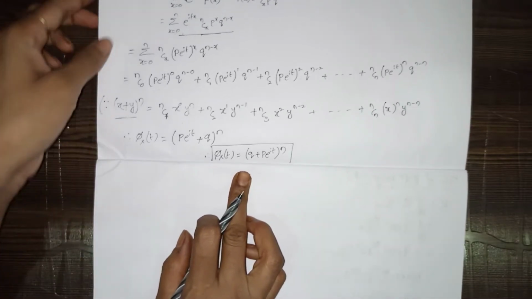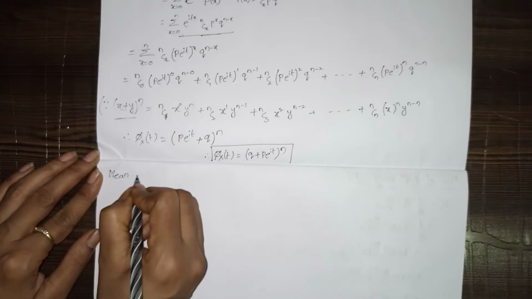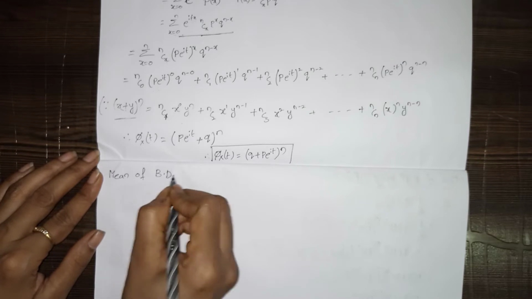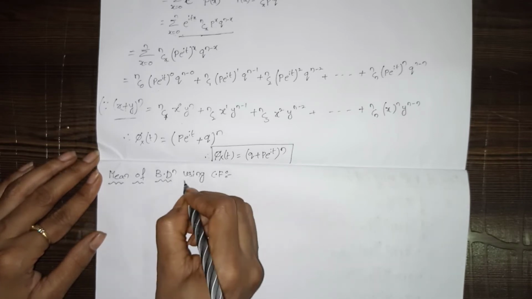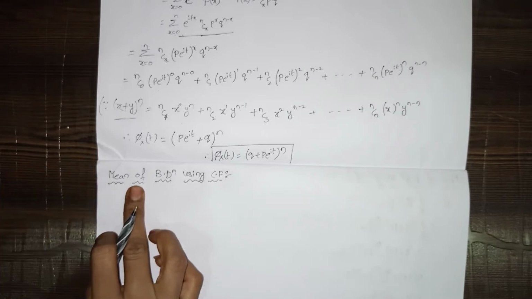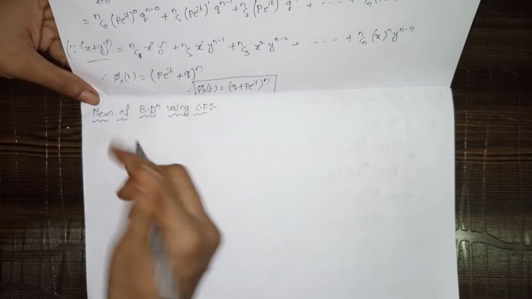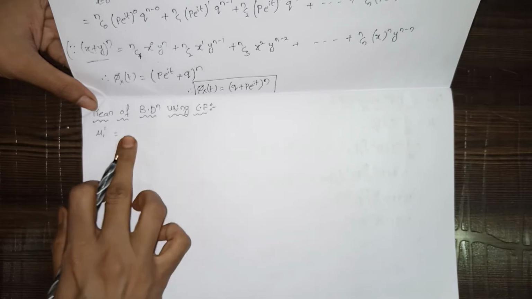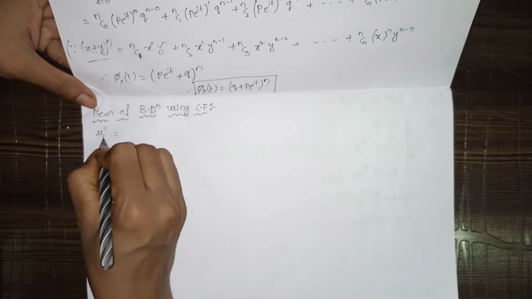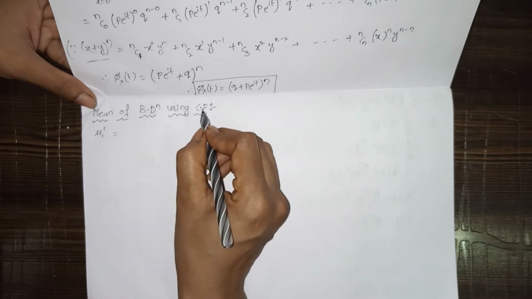Okay, so now we have to calculate the mean of binomial distribution using the characteristic function. Here the mean is denoted with mu1 dash, and we have to differentiate the characteristic function with respect to t.